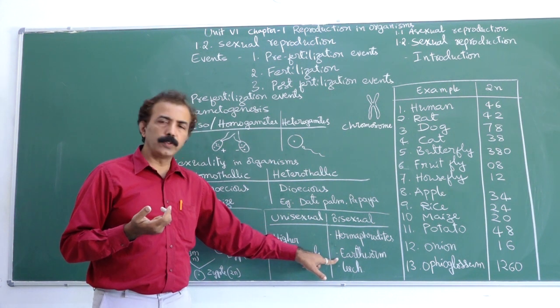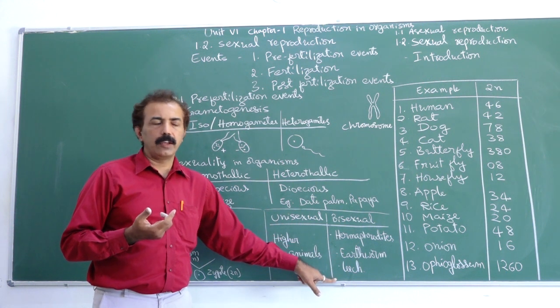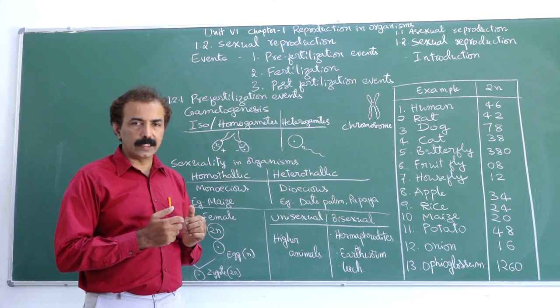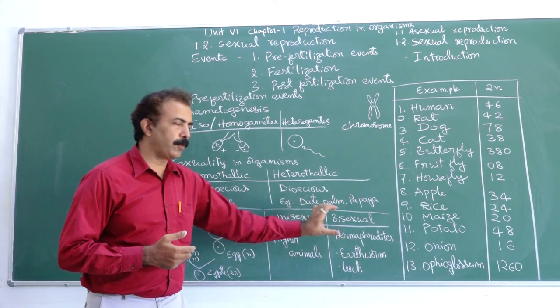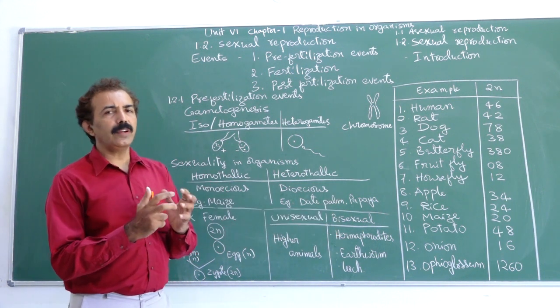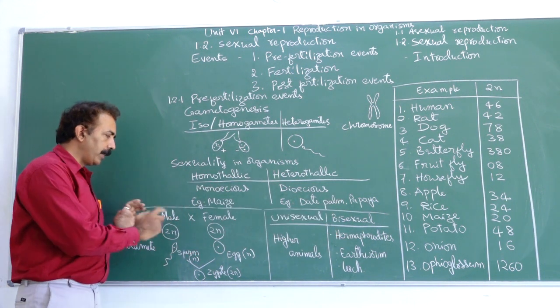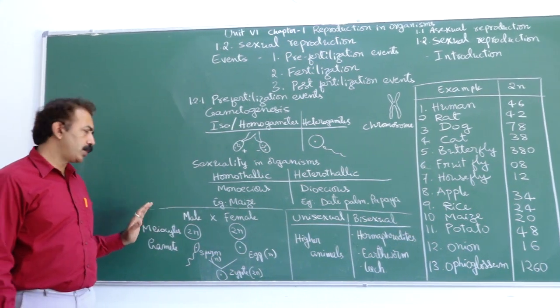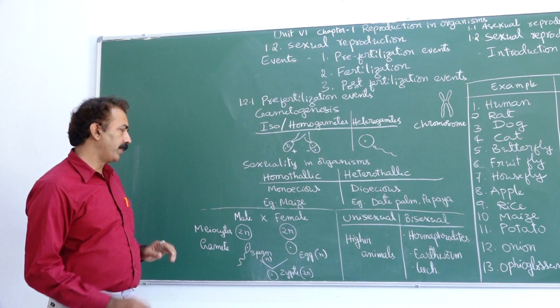Example, earthworm, leech. Remember, these are the examples from phylum Annelida. They are hermaphrodites. They have both male and female sex organs. So what is the summary of sexual reproduction? Let me highlight. So this will give you the idea of sexual reproduction, the summary.